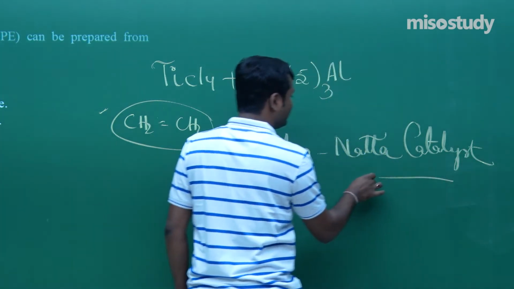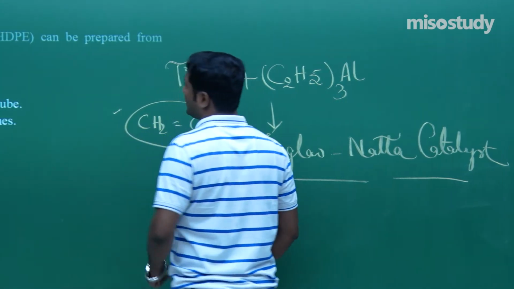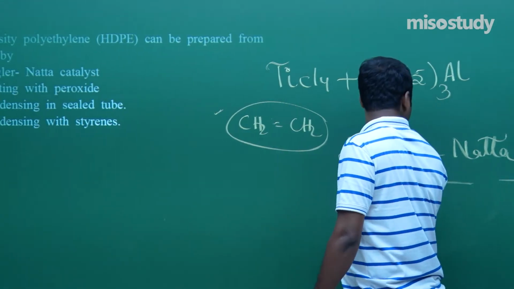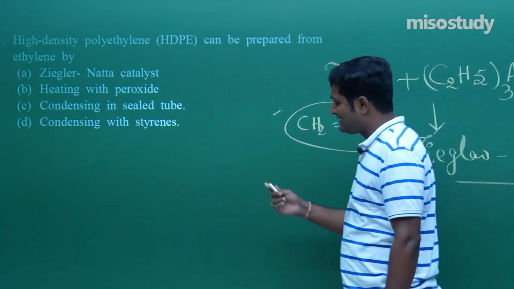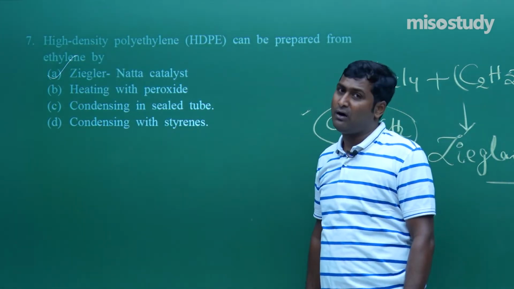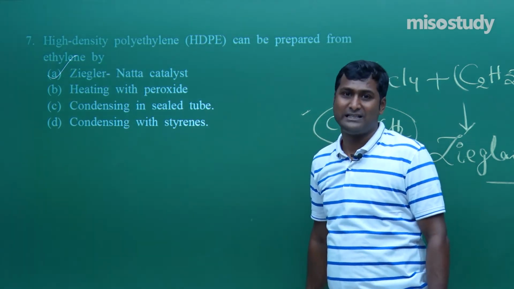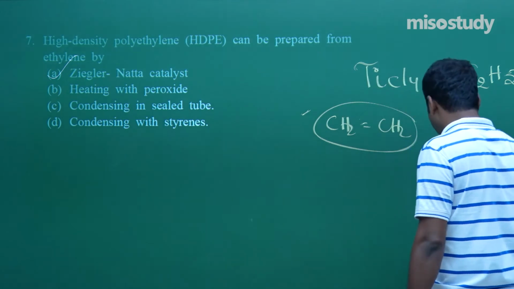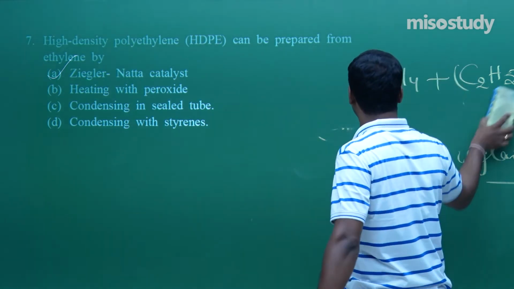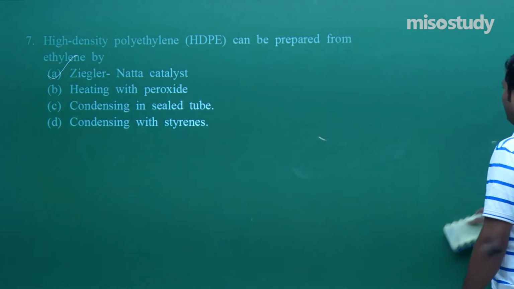Ziegler-Natta catalyst. Clear to you? So for question number 7, we can say that A is the correct option. Again I am repeating, for question number 7, A is the correct option, Ziegler-Natta catalyst. Now friends, I am going to rub this part and we'll discuss the next question. Wait for a moment.